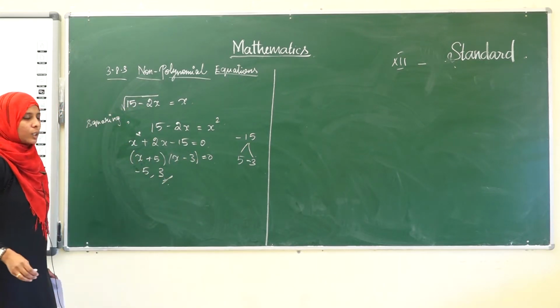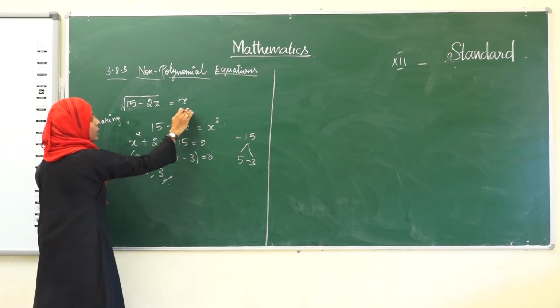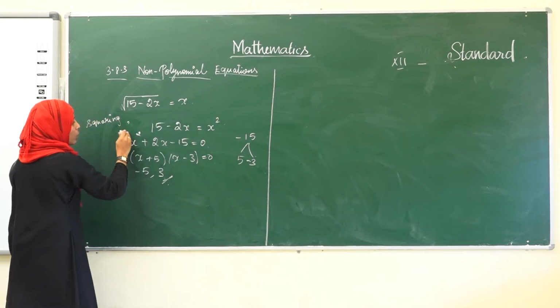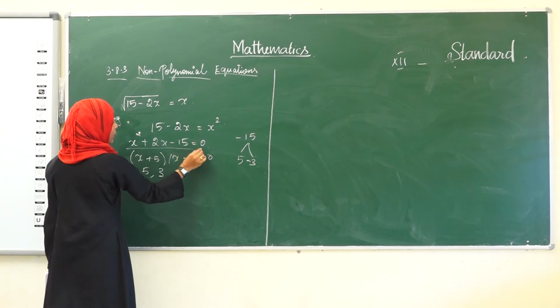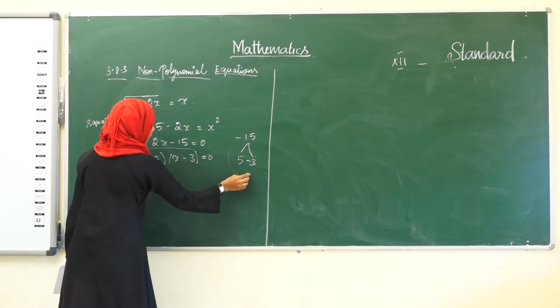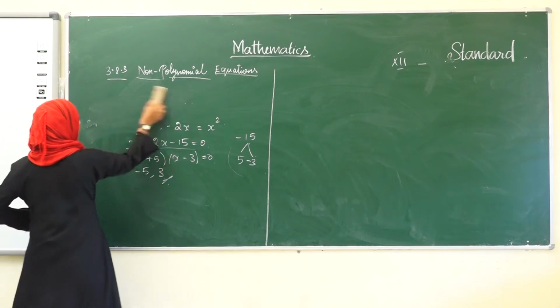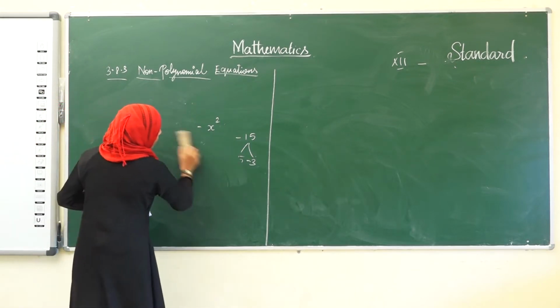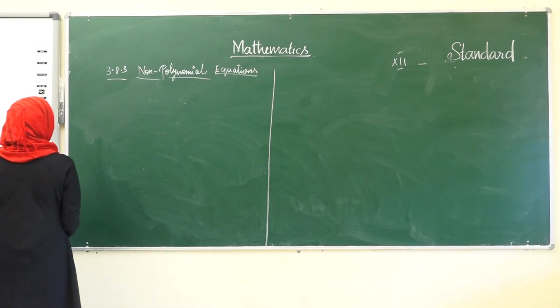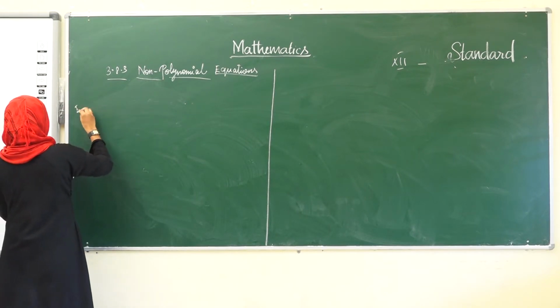Okay, how did we solve this? They have given a non-polynomial equation. On squaring on both sides we got a polynomial equation. Then we factorized it and we got the solution. This is how we are going to solve the non-polynomial equations in this subdivision. Okay, now let us move on to the example.